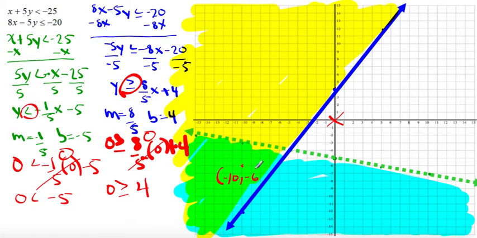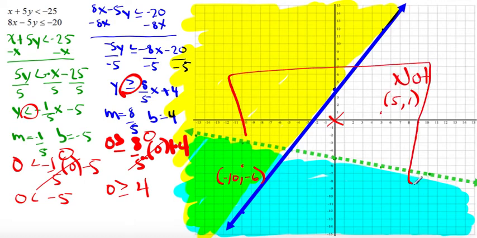-10, -6 could be an example of a solution, and then a non-solution is everything in yellow, everything in white, and everything in blue. So you could pick any point for your non-solution. A non-solution could be 5, 1. So it's not a solution. All of this right here is a non-solution.